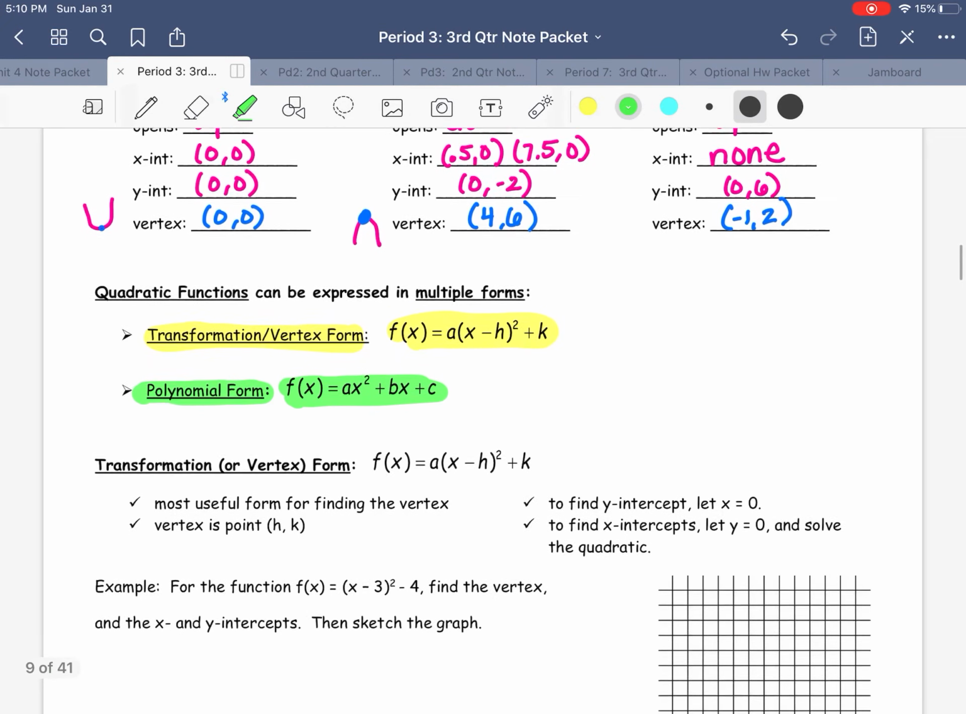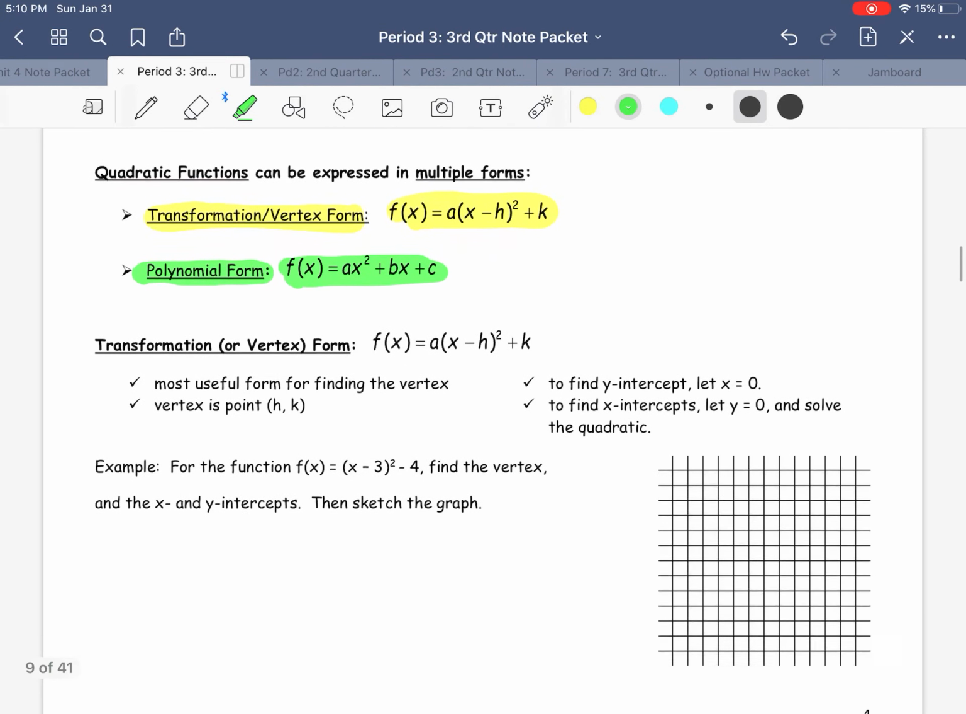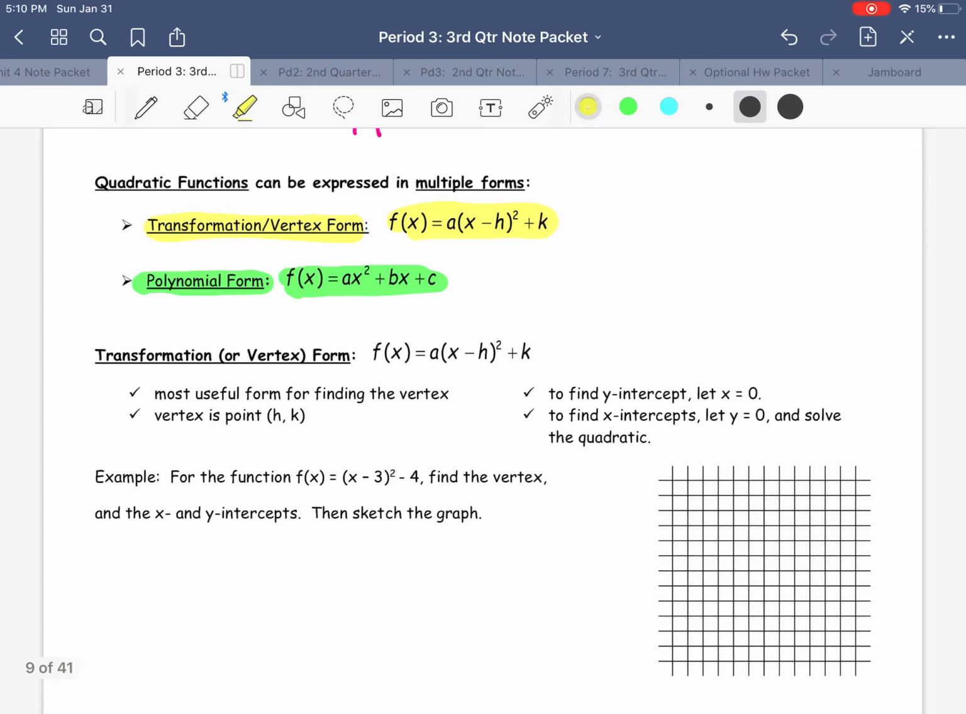And polynomial form is going to look like this. So let's talk about why we would use the 2 different forms and when they're helpful. Starting with transformation or vertex form. This form right here is most useful for finding the vertex because the vertex is just going to be (h, k). We are going to have to find the y-intercept, and just like back in Algebra 1, to find a y-intercept, we sub zero in for x. And to find an x-intercept, we sub zero in for y.